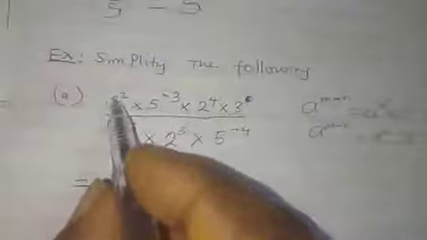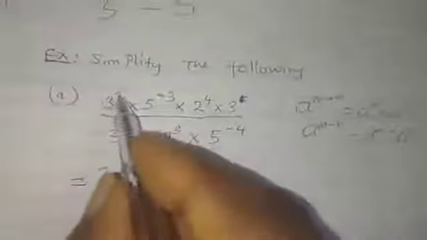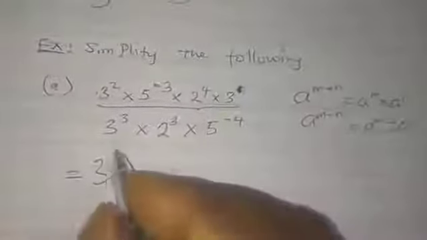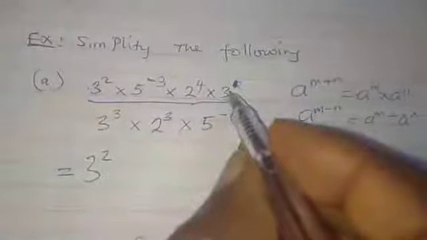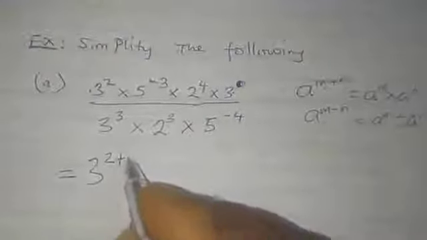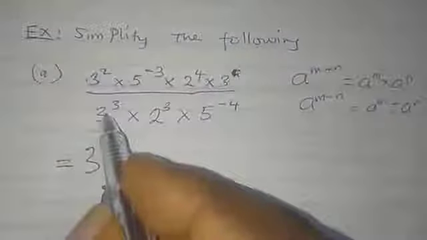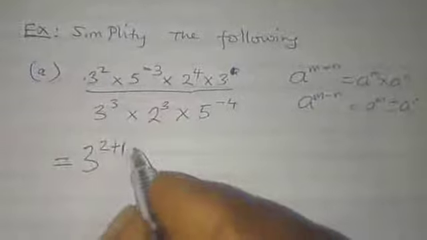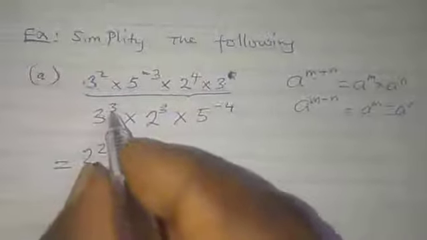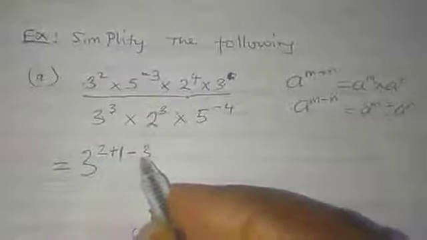Let's take the 3 first. I am multiplying this and this, so I will add the powers. The power of this one is 2. I'm multiplying it by this one, so it will be added to the power, which is 1. There's another 3 here, but this 3 is at the division, so it will be minus the power because we are dividing, so we have to subtract its own power.